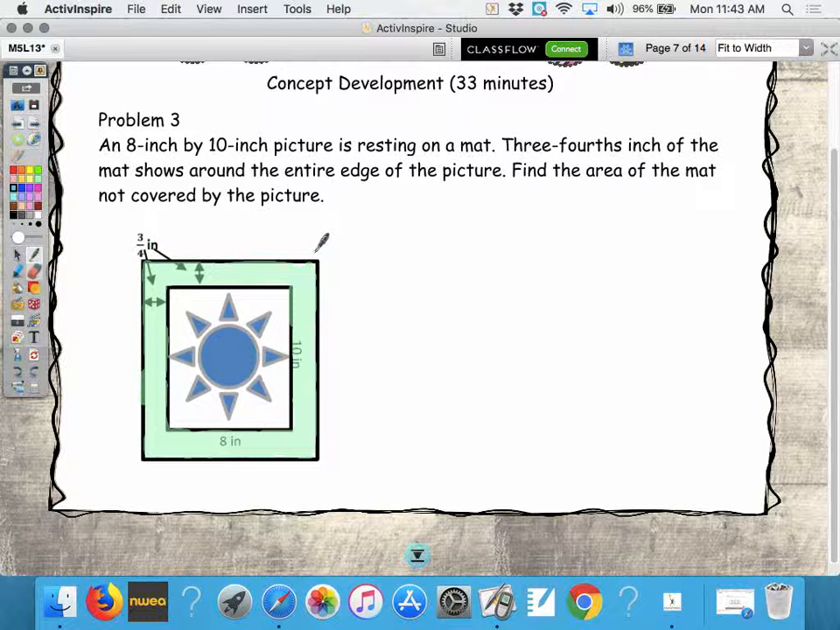So I have an idea. Would you like to hear my idea? First of all, what's the area of the picture? 80. So I'm going to put area equals 80 inches squared. Can't see that very well, can you?